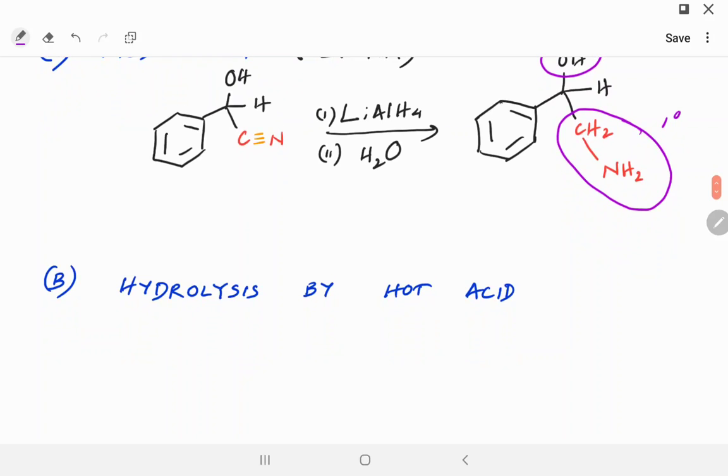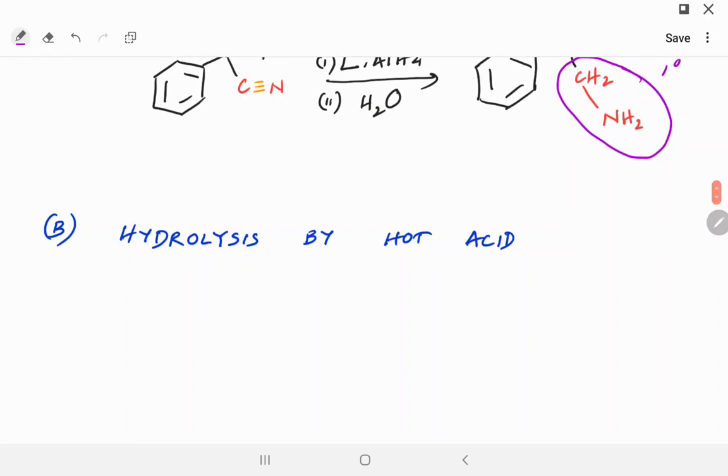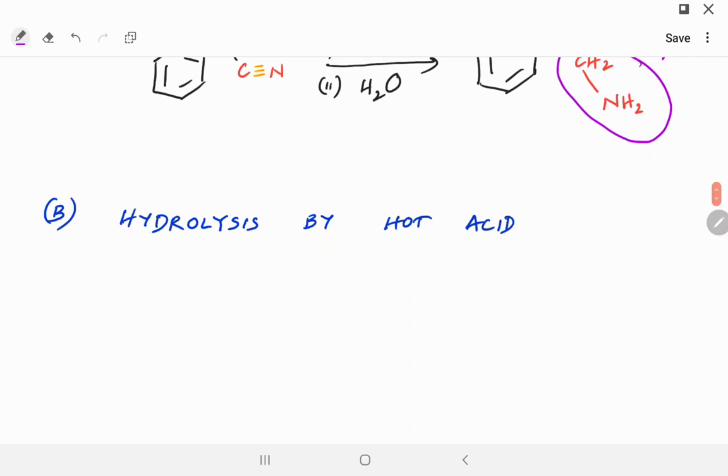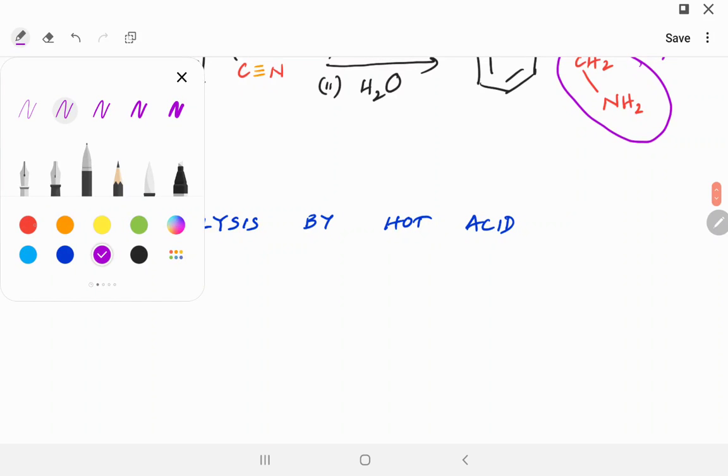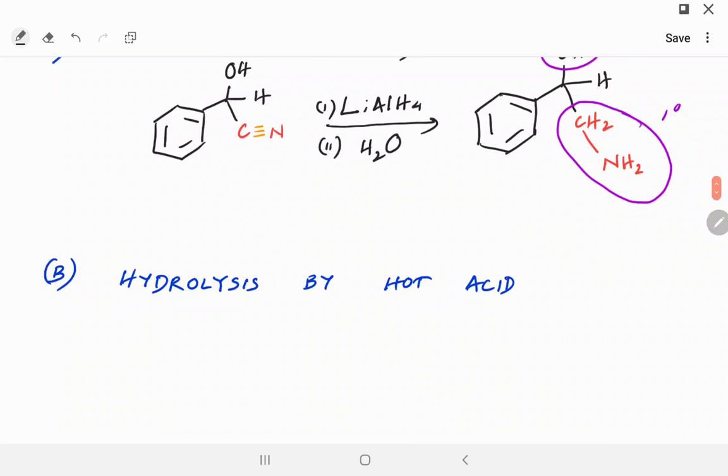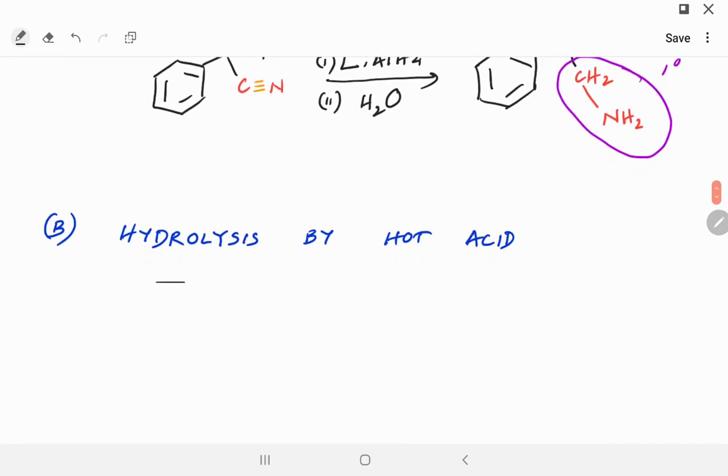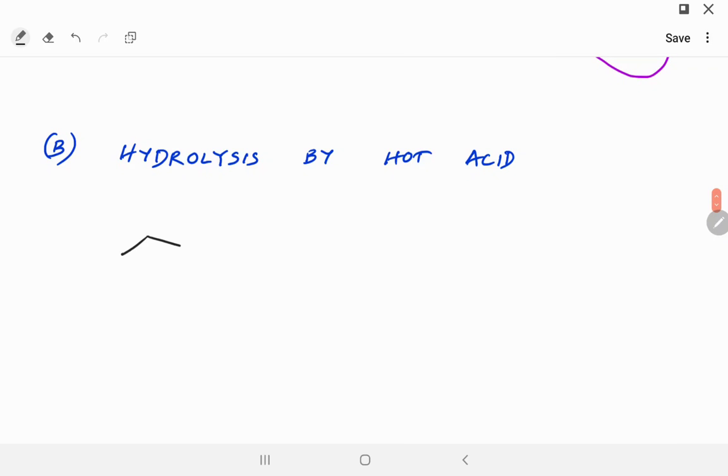The next reaction that we are going to talk about is hydrolysis. So basically, let's use the same cyanohydrin. So you have a benzene, which is this one, then the carbonyl. Oh, we are using the cyanohydrin, so it will be OH and the CN, and there will be a hydrogen.